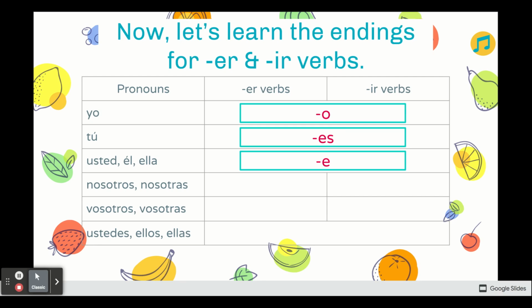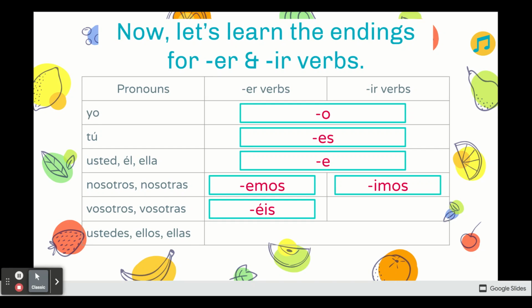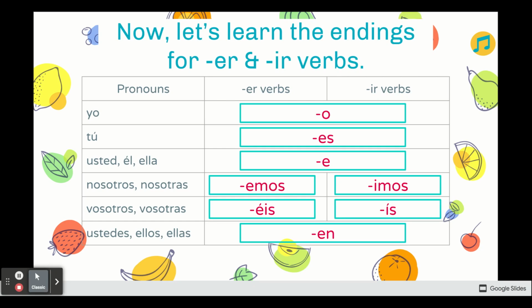And then for ER verbs, our nosotros is emos. For IR, it's imos. For vosotros, ER is éis, and IR is ís. And again, those both have accents. And then we're back to sharing again with ustedes and ellos being en. So you can see here that ER and IR verbs share all of the same endings except for in the nosotros and vosotros forms. And since you guys are never quizzed or tested on vosotros, you really only have to remember the nosotros forms that are different.